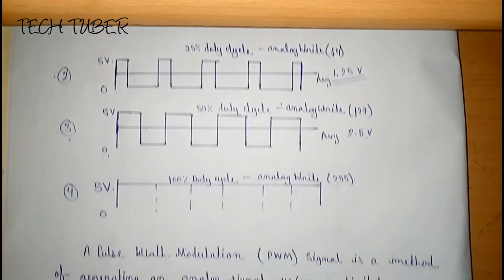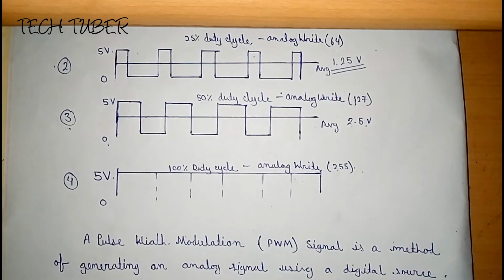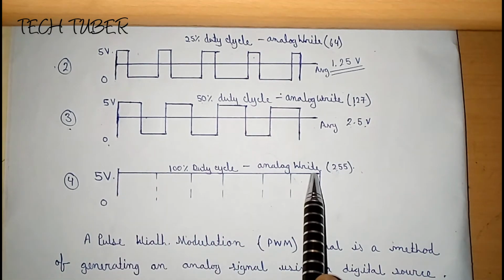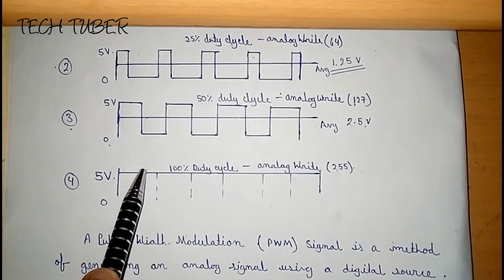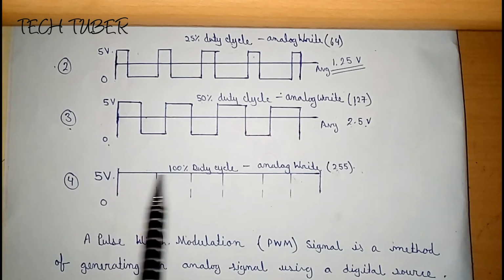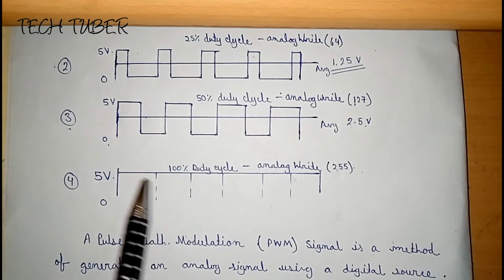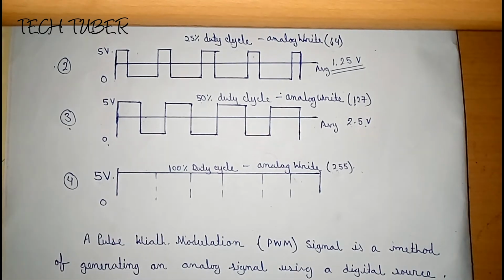And coming to the fourth graph, now you can see there is also a straight line along the x-axis and there is no pulsating voltage, but this straight line is at plus 5 volt state. That means the voltage is at high state throughout the time and there is no pulsating voltage.